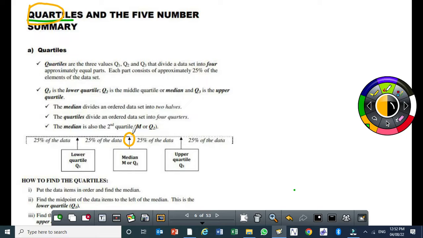Now, you cannot find the quartiles without arranging the data set in ascending or descending order. So whenever you have your data set, you have to arrange it first from the smallest to the largest or vice versa. And then you can determine your quartiles. In most cases, you arrange the data set from smallest to largest. That's the most common way of arranging the data set. So that's what we have here.